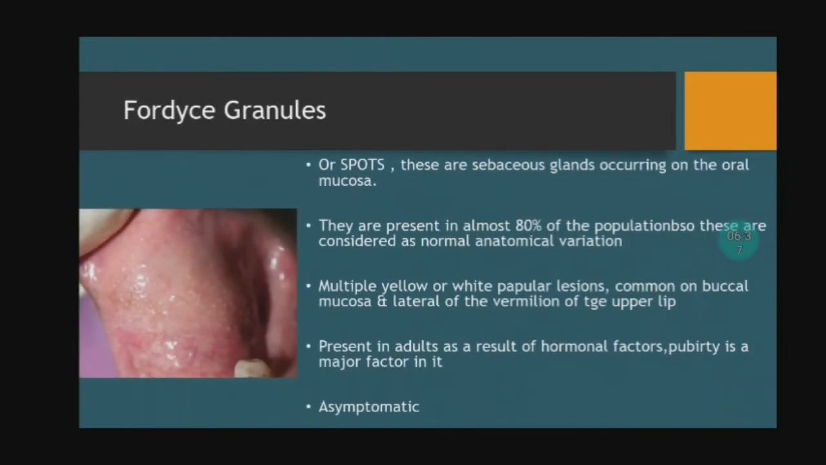Fordyce granules. Fordyce granules or spots are sebaceous glands occurring in the oral mucosa. It is a collection of sebaceous glands that occurs in various locations in the oral cavity. They are present in almost 80% of the population, so these are considered a normal anatomical variation. Multiple yellow or white papular lesions are common on the buccal mucosa and lateral portion of the vermilion of the upper lip. More prominent in adults as a result of hormonal factors, puberty being a major factor. Fordyce granules are asymptomatic.